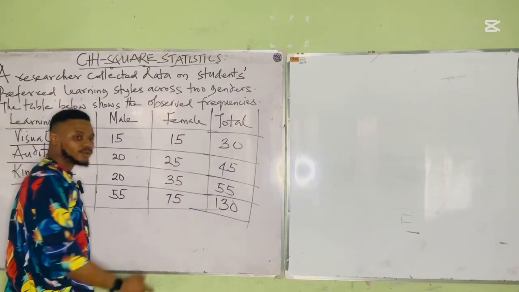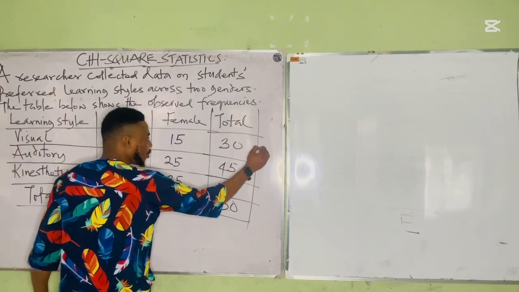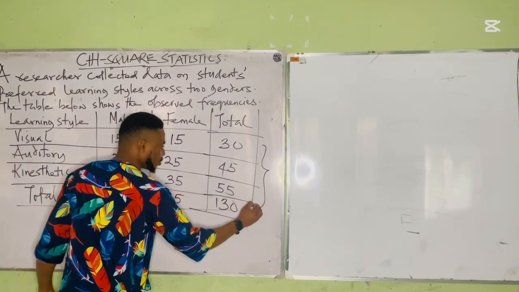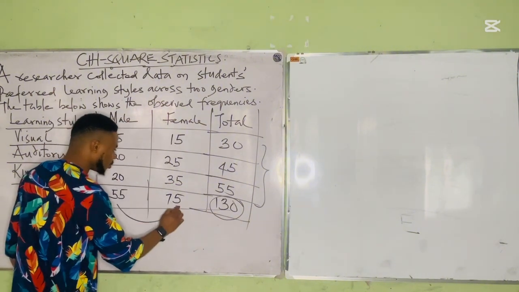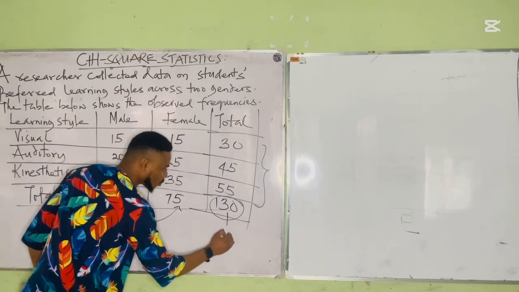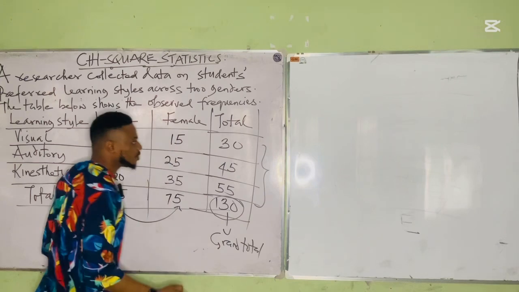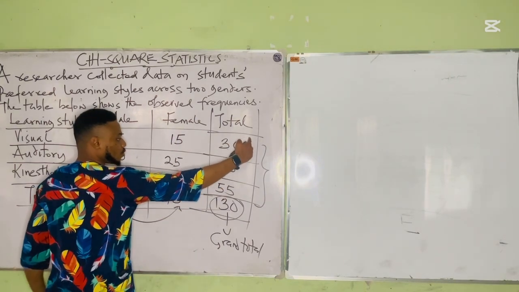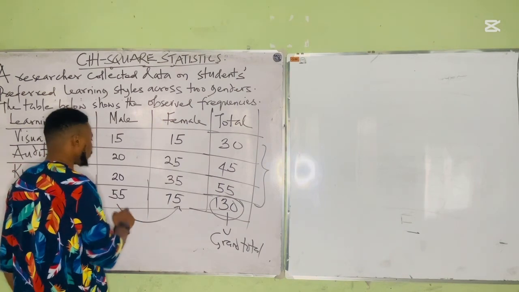75 plus 55, 130. Are you seeing it? It's important to note that the sum of these totals here should give you this value. The sum of these totals here should also give you this value. It's very important. This value is called your grand total. Here you have your totals for this area, and here you have your totals for this area.